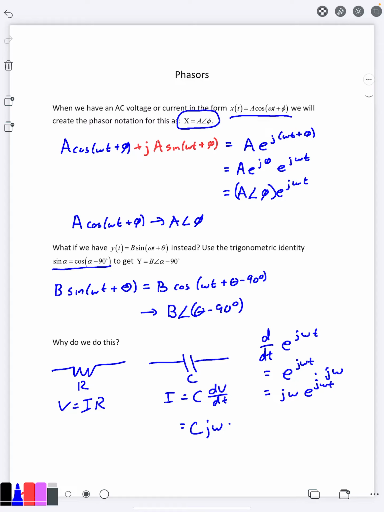Maybe I'll just write it as A angle phi e to the j omega t. So what we're doing is adding on this imaginary part, turning it into an e to the j omega t, whose derivative gets you back to what you started with by multiplying by j omega. What we get from that is we can turn differential equations into algebra equations, where the algebra has complex numbers, unfortunately, but it does make it so there are no longer differential equations.